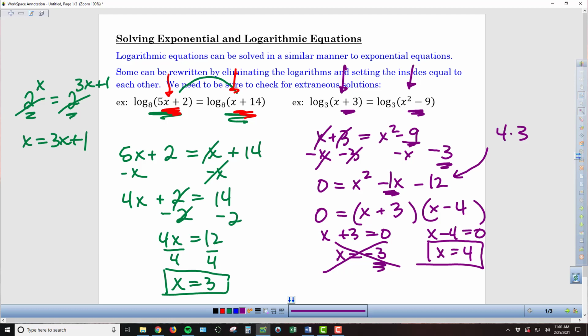So it's very important that we go and check our answers, especially in circumstances where we have multiple answers that we obtain from our quadratic techniques. A lot of times one or even both of those answers might get thrown away.